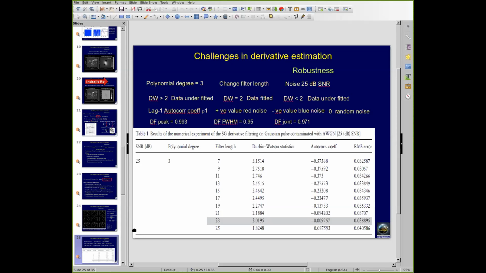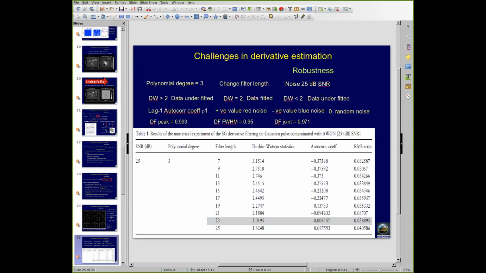So we conducted that statistical appraisal. DW is the Durbin-Watson statistic. If it is equal to 2, it means the data is appropriately fitted. If it is greater than 2, then the data is underfitted. And if it is less than 2, it will be, oh, sorry, it is overfitted. It should not be underfitted. Sorry, it will be overfitted.